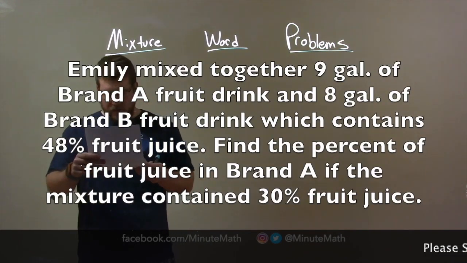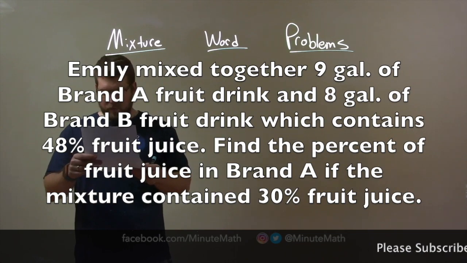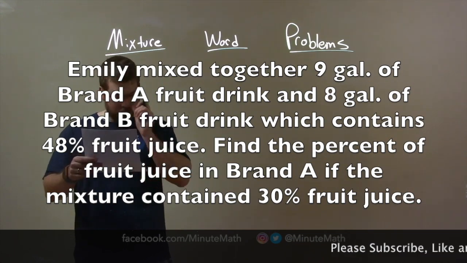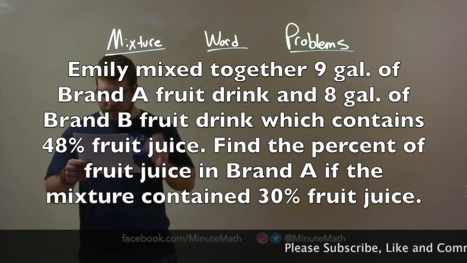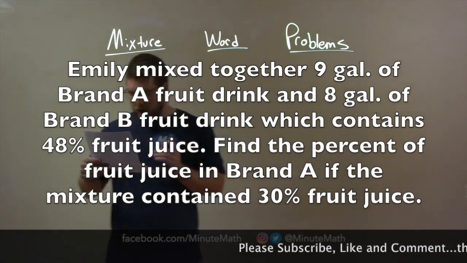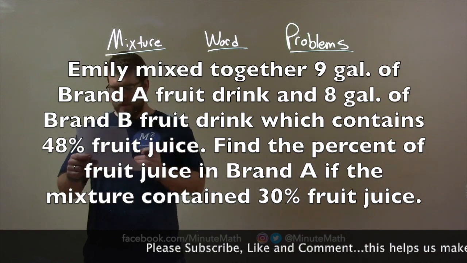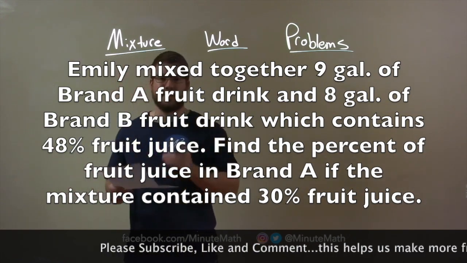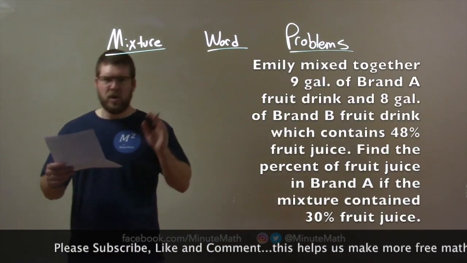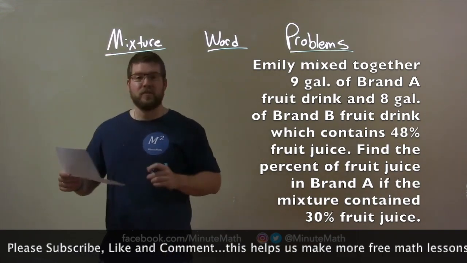Emily mixed together 9 gallons of brand A fruit drink and 8 gallons of brand B fruit drink, which contains 48% juice. Find the percent of fruit juice in brand A if the mixture contained 30% fruit juice. Now that's the final percent, okay? So let's set up a big equation and solve.